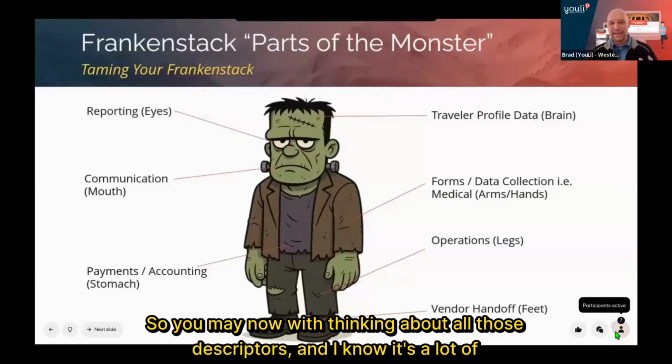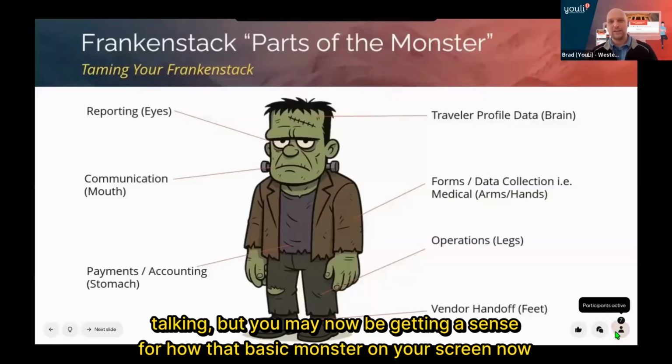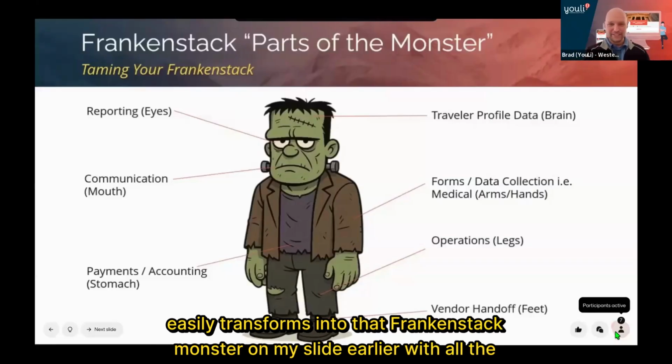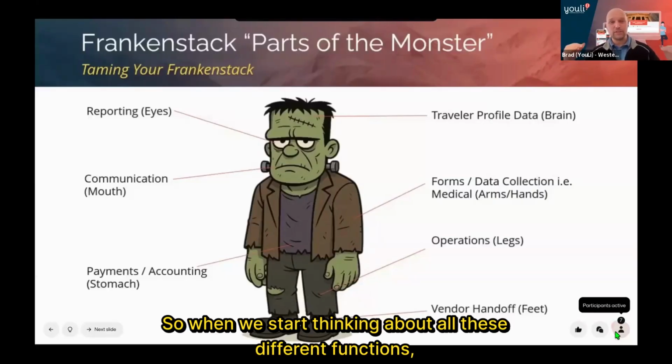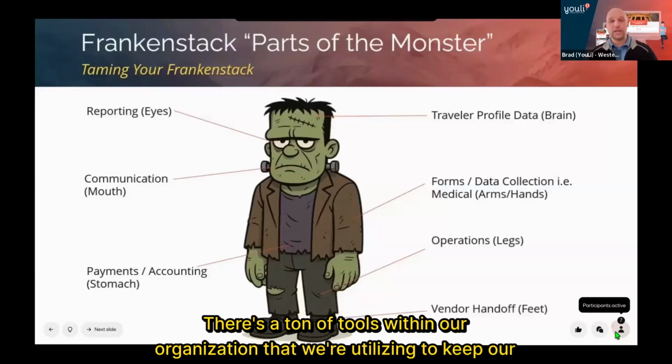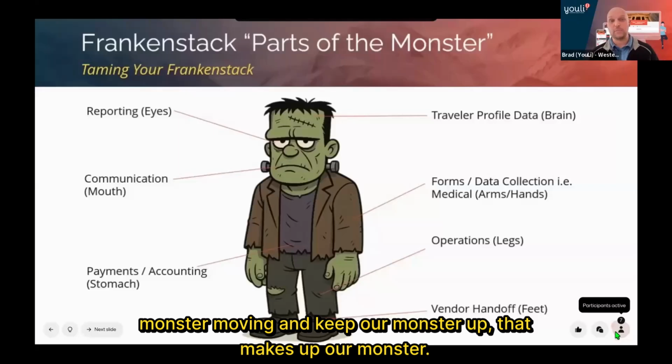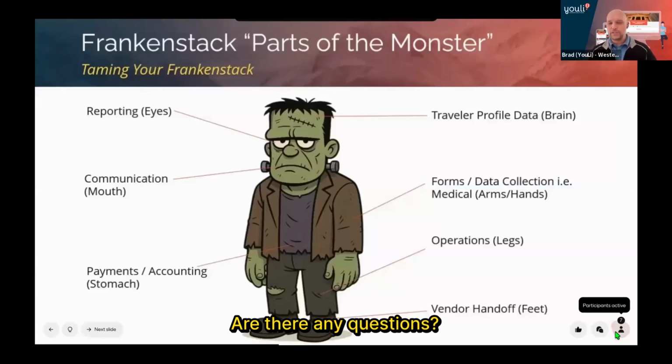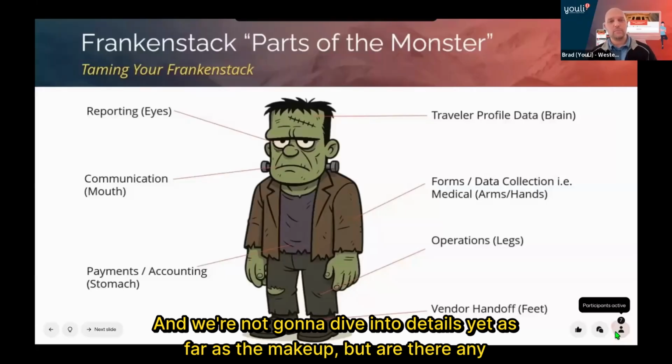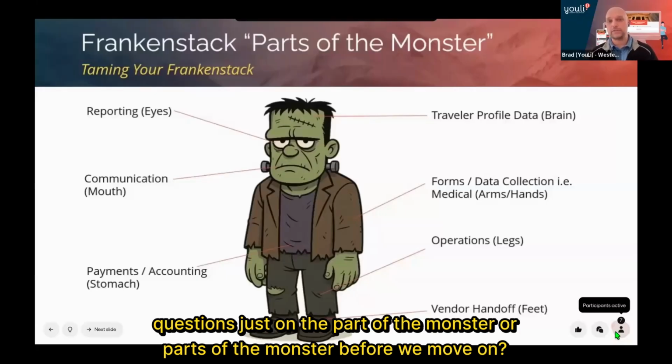With thinking about all those descriptions, and I know it's a lot of talking, you may now be getting a sense for how that basic monster on your screen easily transforms into that Frankenstack monster on my slide earlier with all the different tools represented. When we start thinking about all these different functions, there's a ton of tools within our organization that we're utilizing to keep our monster moving and operating. Are there any questions? We're not going to dive into details yet as far as the makeup, but are there any questions just on the parts of the monster before we move on?